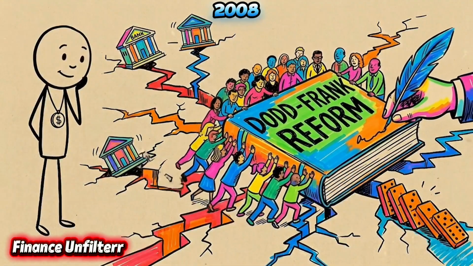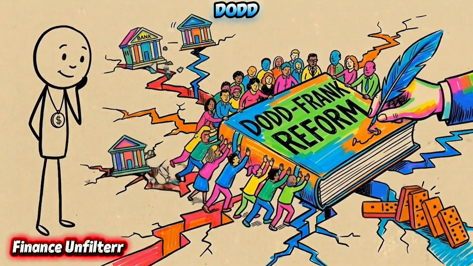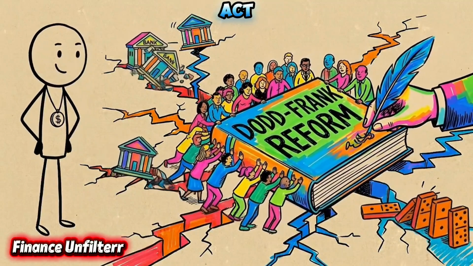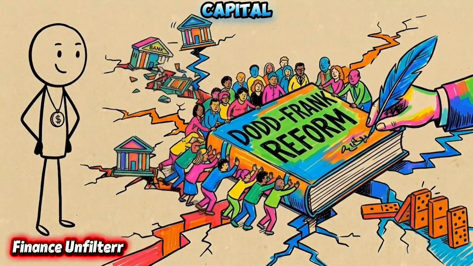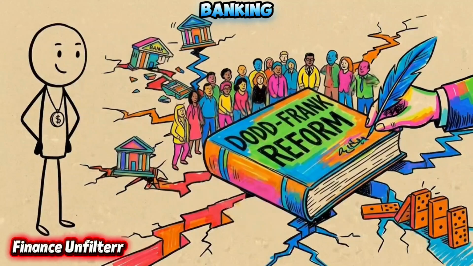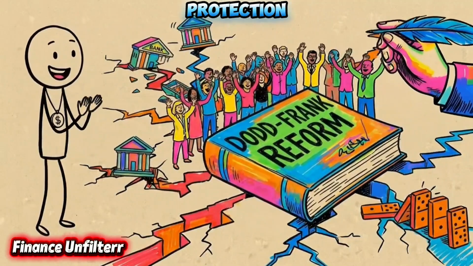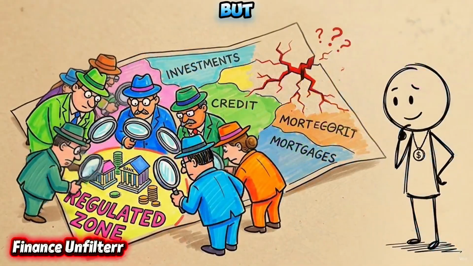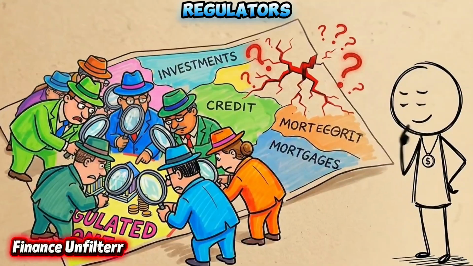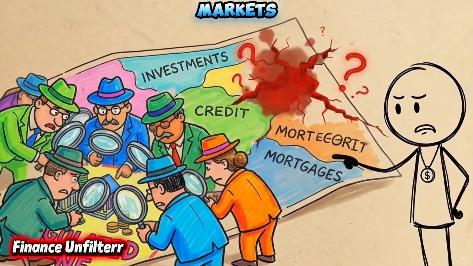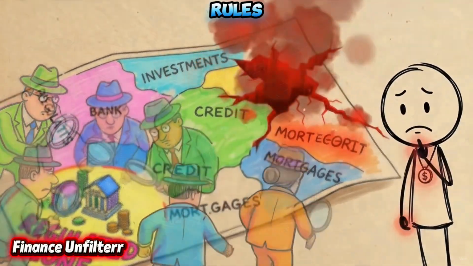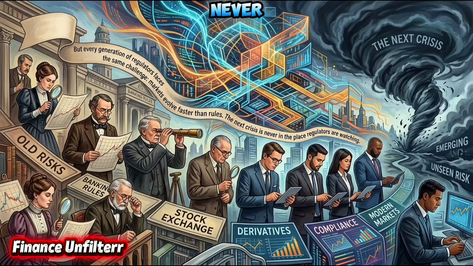After 2008, the United States passed the Dodd-Frank Wall Street Reform Act, requiring banks to hold more capital, reducing risky shadow banking, and creating a new consumer protection agency. But every generation of regulators faces the same challenge. Markets evolve faster than rules. The next crisis is never in the place regulators are watching.